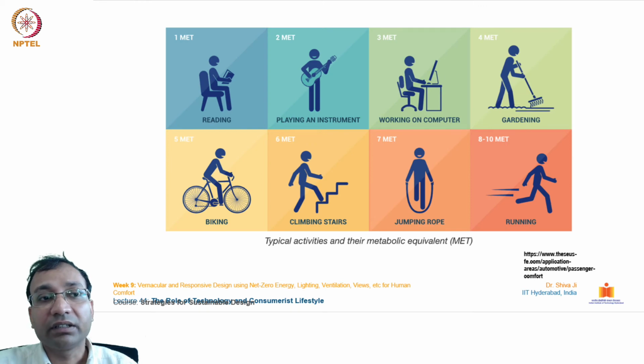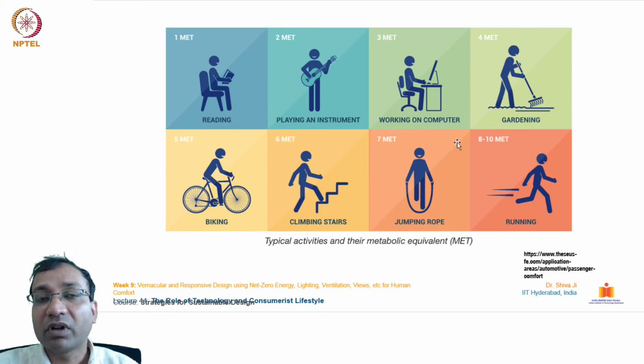Further, different activities and their metabolic equivalent, MET. This is the term over here. You can understand when we are sitting and performing an activity which is not very exhaustive, such as reading, this is taken as 1 MET. Then if we are playing an instrument, having some small activity, this is 2 MET.